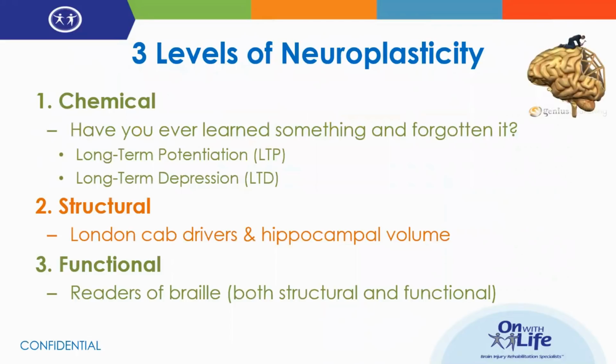So there are three basic levels of neuroplasticity. The first, the most basic, is chemical. And when I talk about chemical level neuroplasticity, I tend to think about learning something and forgetting it. So for example, I'm a fly fisherman, and I tried to teach myself back in the early 1990s how to fly fish. And I bought a fly rod and I went out in the front yard and whipped the line back and forth, and I thought that I had developed that motor plan for how you get a fly cast to work.